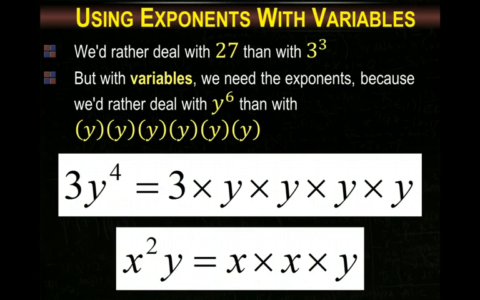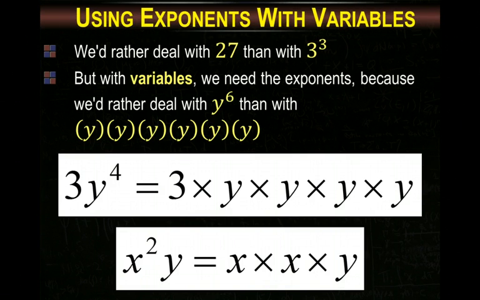Now what we have here is we have a lot of things being multiplied together. If we just take y^4, we're talking about y being multiplied by itself 4 times. But we're also multiplying it by 3. So this means the same thing. Same with down there. x squared y means x squared times y.